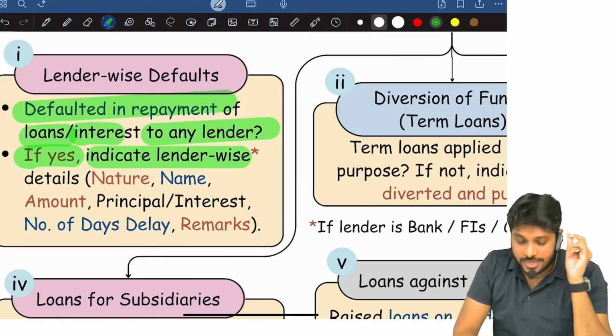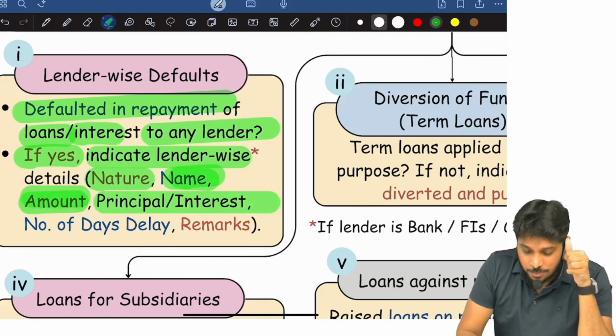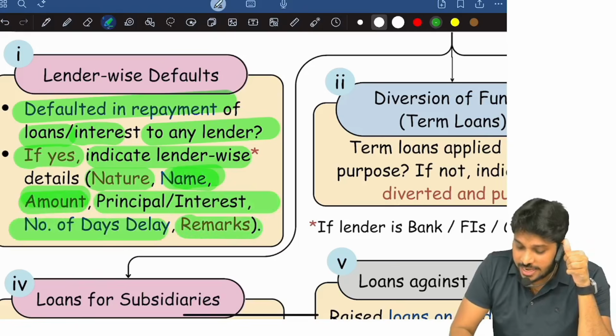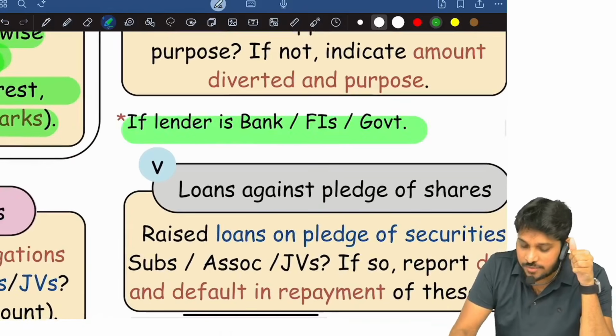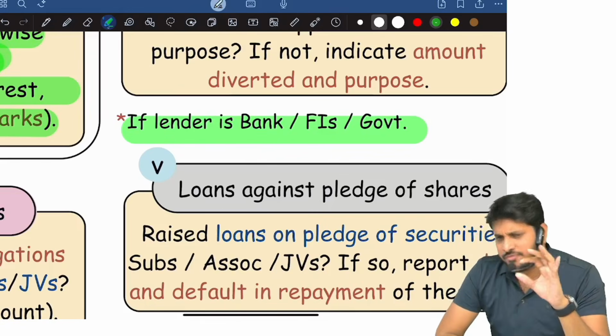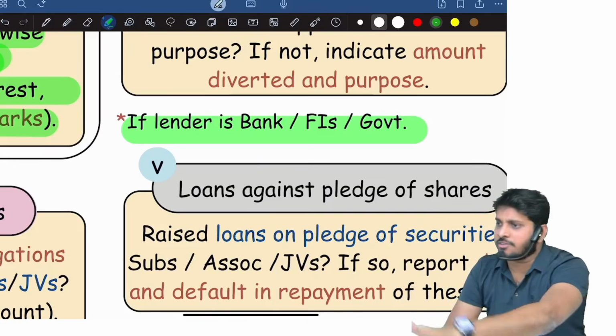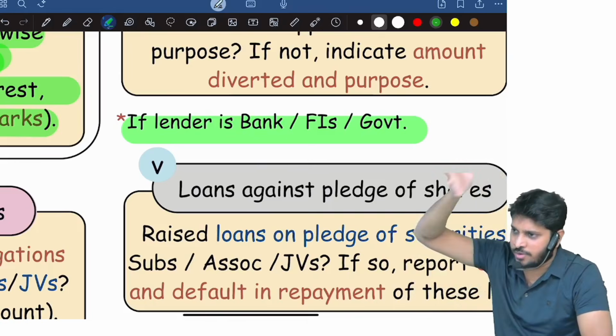What details should you indicate? What is the nature of the loan? What is the name of the lender? How much amount? Principal or interest? How many days delay? Any other remark? Remember, this breakup is required only if the lender is a bank, FI or government. Breakup is required only when these three are involved. If at all debenture holders are defaulted, just mention the fact that debenture holders are defaulted. No need to give breakup. Ten lakh debenture holders will be there. What will you name in the audit report?